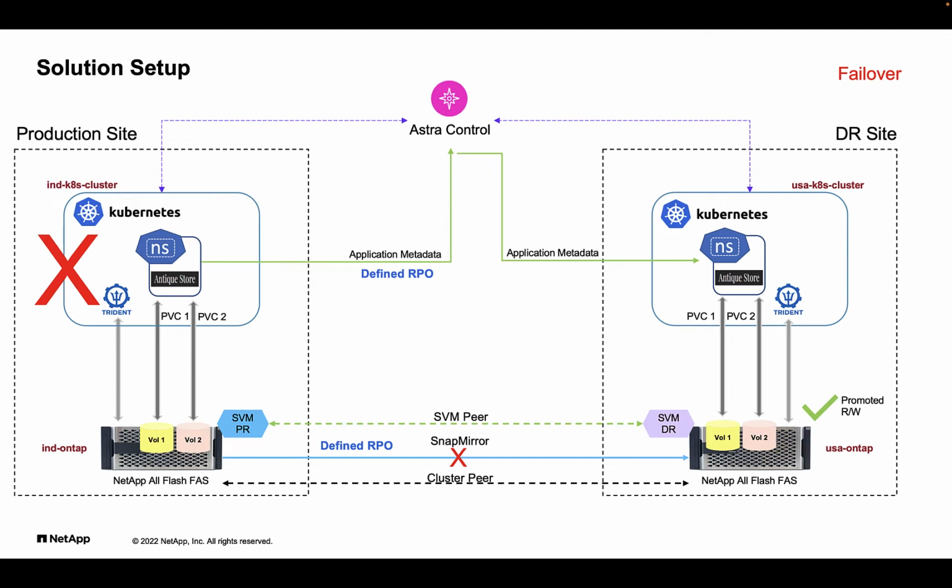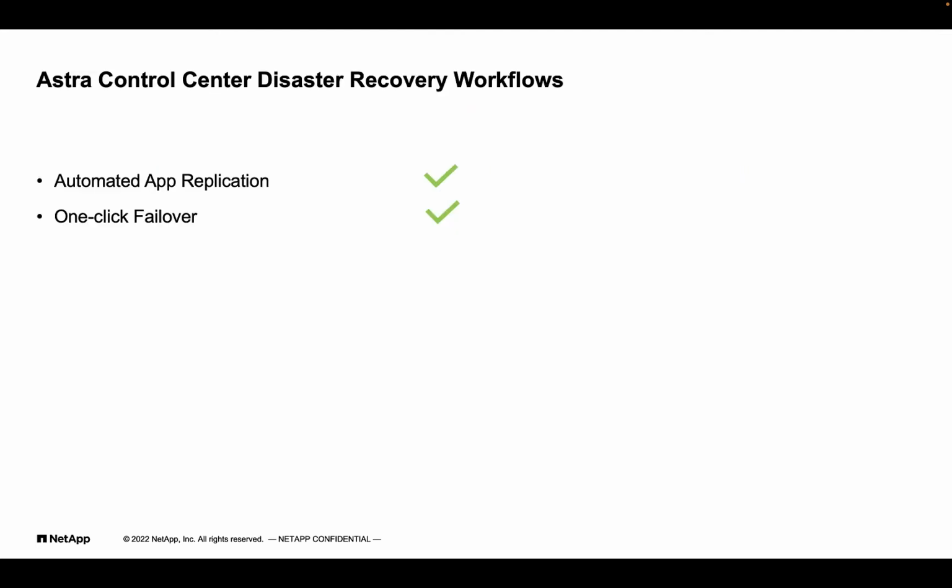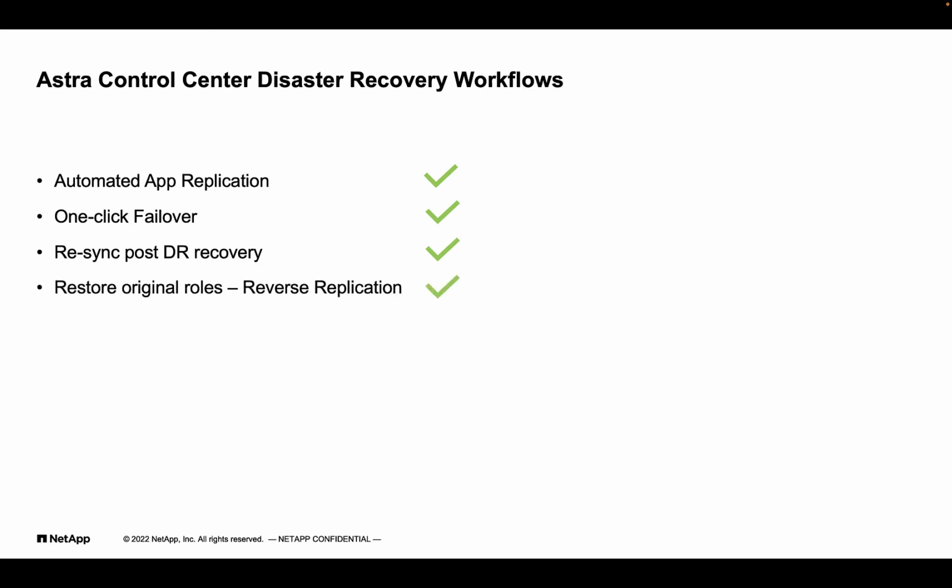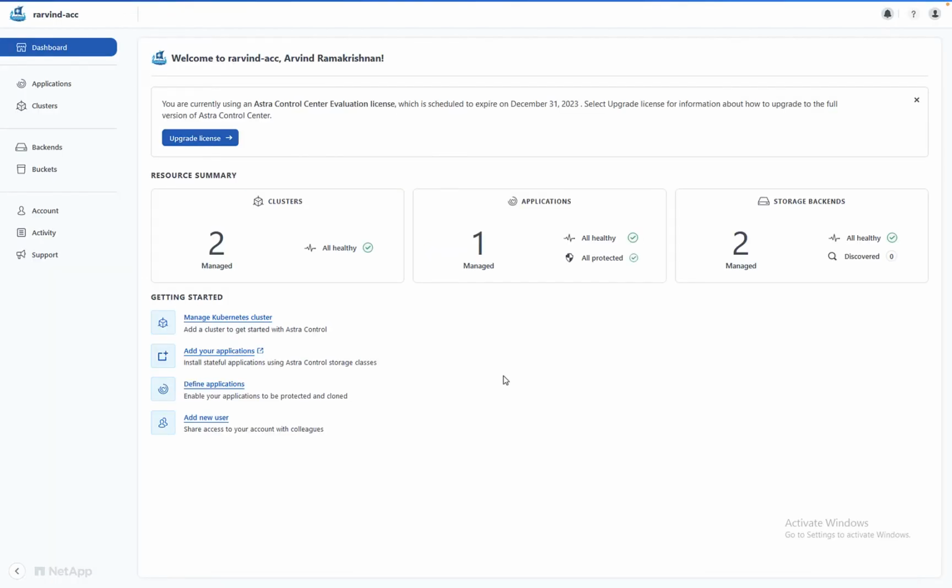The ball doesn't stop rolling there. Astra Control also provides workflows to resync the data between the two sites after recovering from the outage, and to fail back to the production site to restore the original roles of the two sites. We will look at a couple of these workflows now. Let's get into Astra Control.